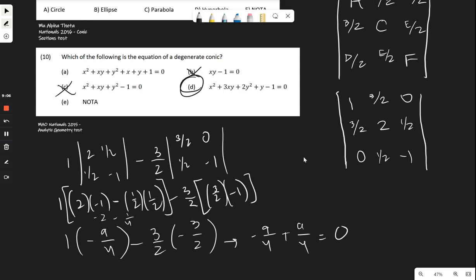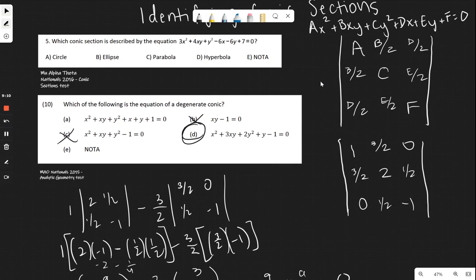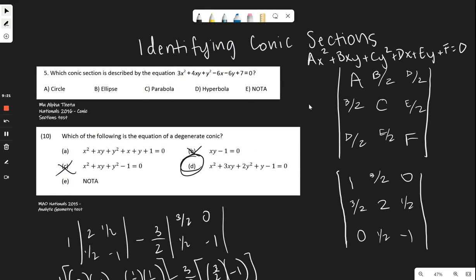Okay, so now we look at 5, and we have to look at what conic section is described by the equation. So first, whenever I see a question like this, this is why wording is really important in math tests, especially in certain math tests. You always have to be sure that you read the question multiple times. In this case, I probably would feel safe not even solving to see if it was degenerate or not.